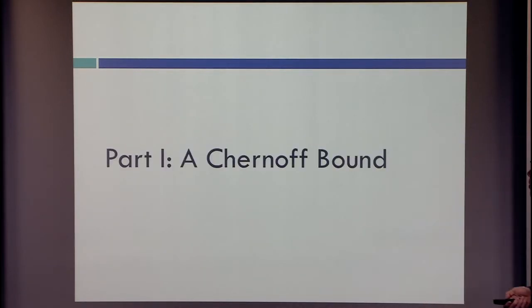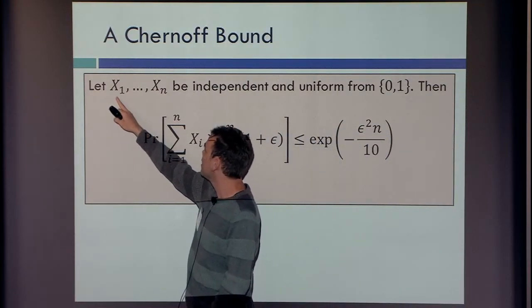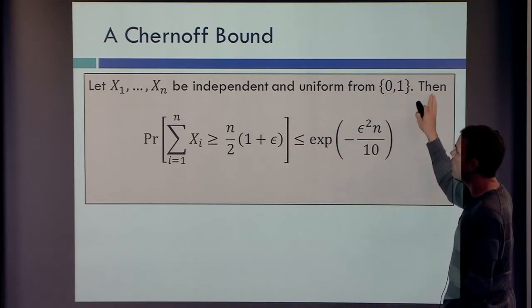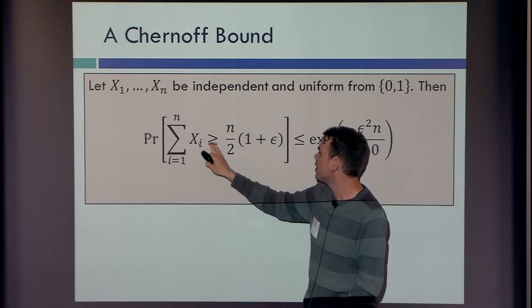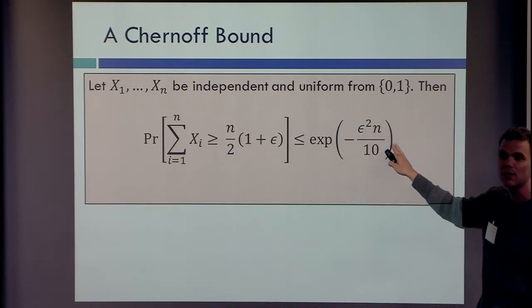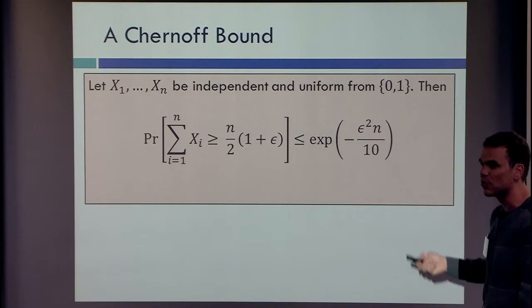So let's start with the basic Chernoff bound. Let's say we have n random variables x1 to xn, independent and uniform from {0,1}. Then the probability that you have more than n over 2 times (1 plus epsilon) ones is at most e to the minus epsilon squared n over 10. Everybody has seen a proof of this, I guess, but even if you haven't, you're going to see one now.